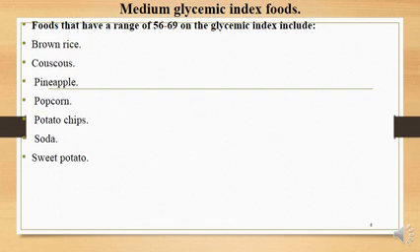Medium glycemic index foods, that have a range of 56 to 69 on the glycemic index, include brown rice, pineapple, popcorn, potato chips, soda, sweet potato. Those are medium glycemic index foods which range from 56 to 69 glycemic index.